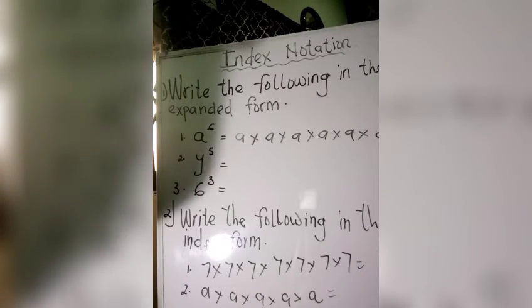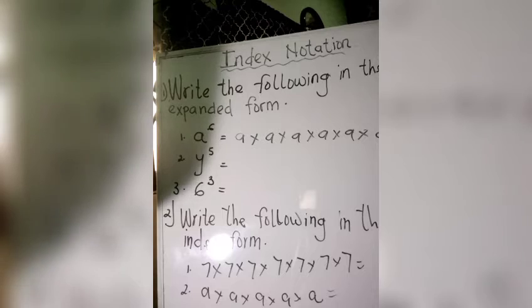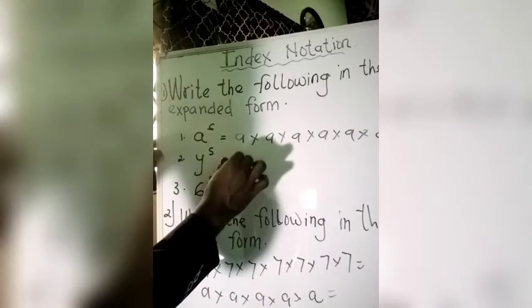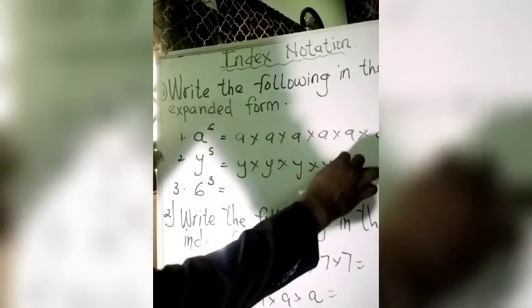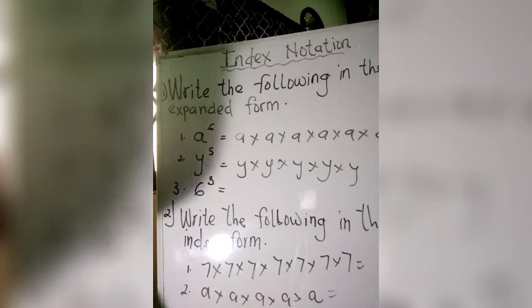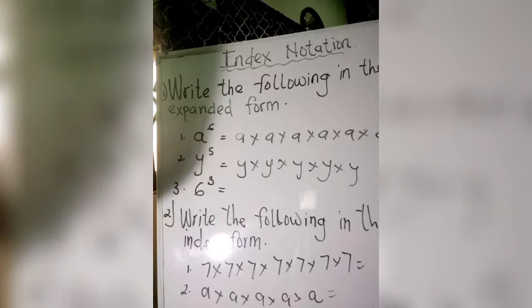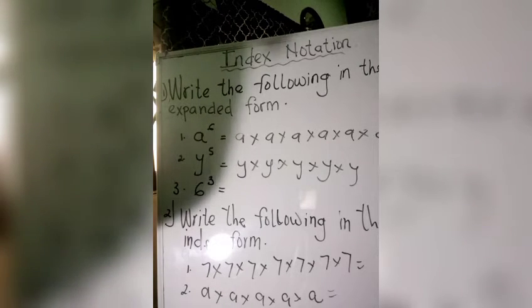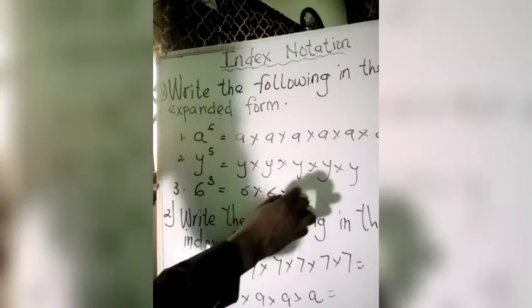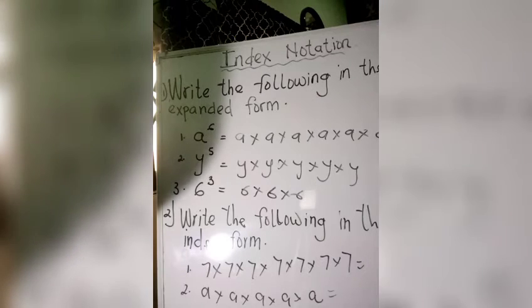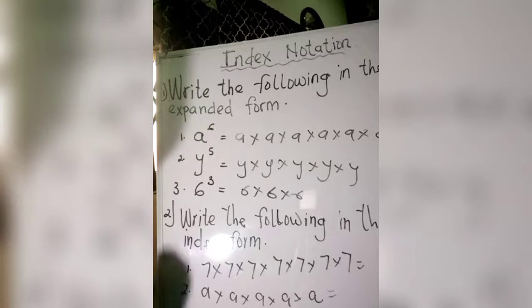Number 2 is y exponent 5 or y power 5. It means y is multiplying itself 5 times. So y times y times y times y times y. And the next one is 6 exponent 3. 6 exponent 3 means 6 is multiplying itself 3 times. So 6 times 6 times 6. So this is in the expanded form. Do you get it? Okay, now let's take number 2.